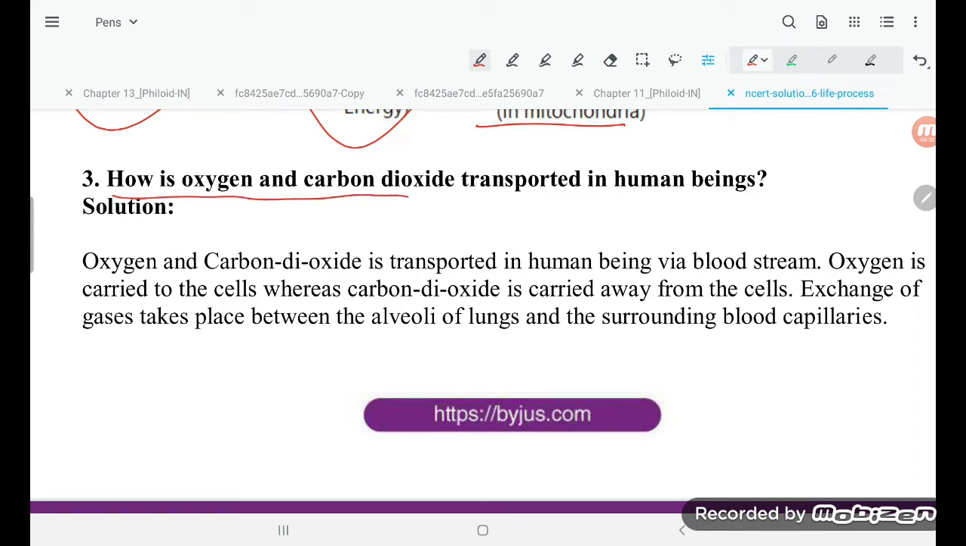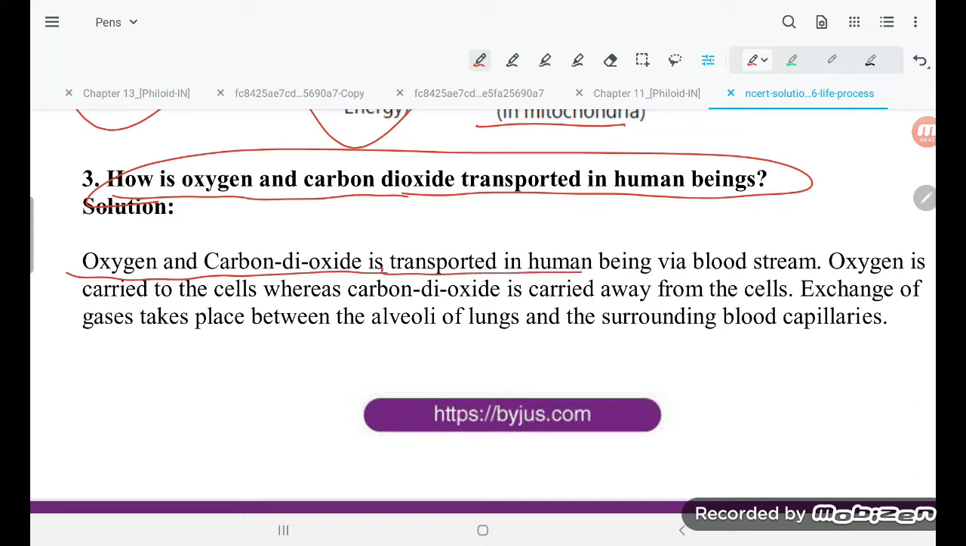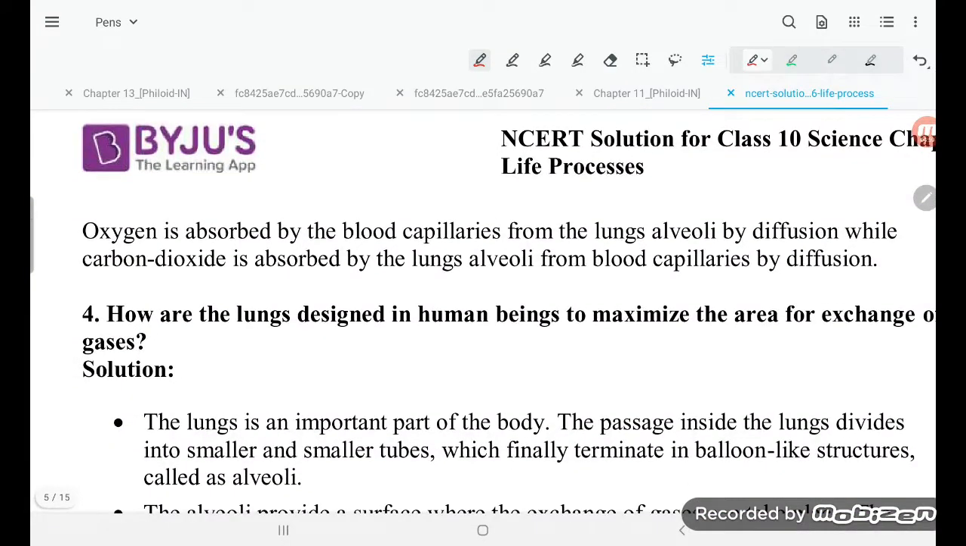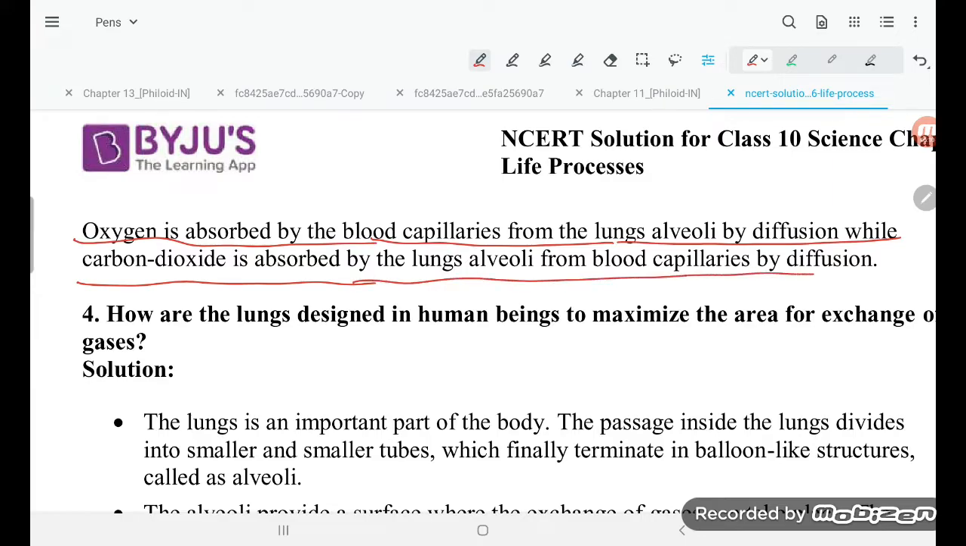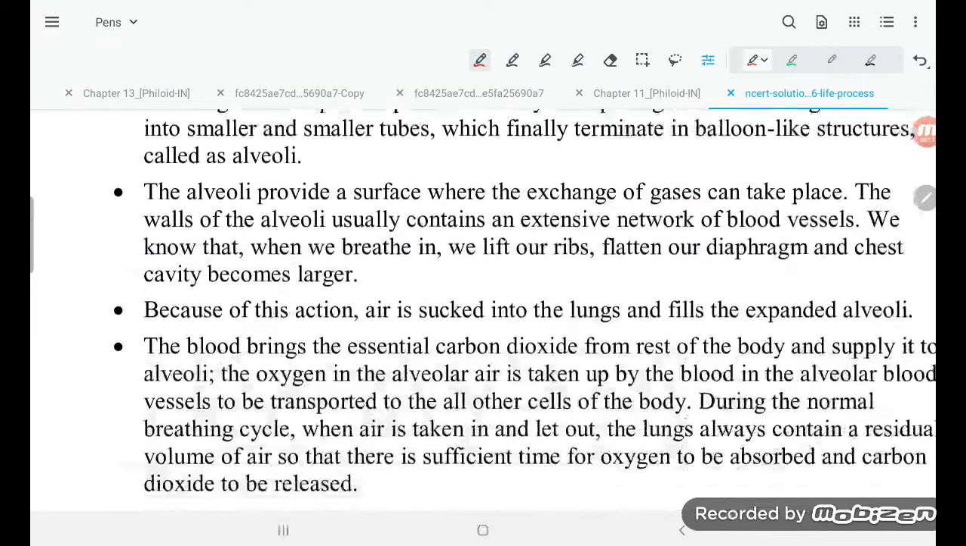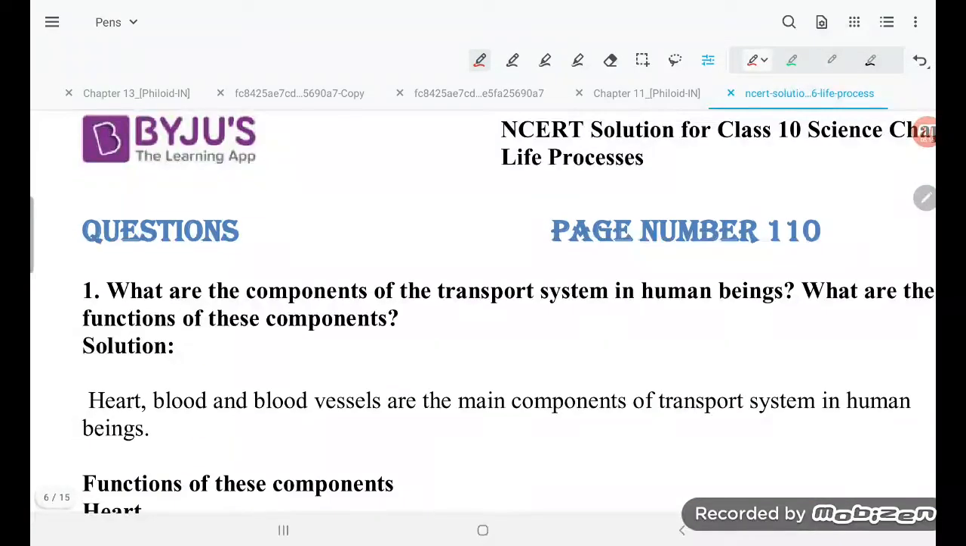How are oxygen and carbon dioxide transported in human beings? Oxygen and carbon dioxide are transported in human beings via the bloodstream. Oxygen is carried to the cells, while carbon dioxide is carried away from the cells. Exchange of gases takes place between the alveoli of the lungs and the surrounding blood capillaries. So this is the answer. Oxygen is absorbed by the blood capillaries from the lung alveoli by diffusion, while carbon dioxide is absorbed by the lung alveoli from the blood capillaries by diffusion. So these are the answers, right?